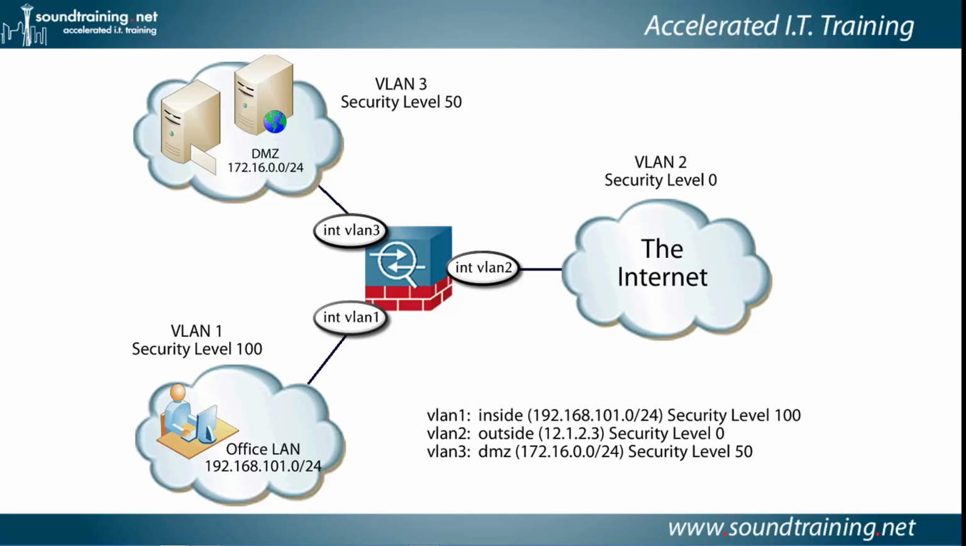So you're thinking, well, okay, so how does an Internet user get to the web server in the DMZ, since the DMZ has a security level of 50 and the Internet has a security level of 0? And the answer is we poke a hole in the firewall using a combination of an access control list and a static NAT statement to allow specific traffic flows to get to either the web server or the mail server. Now, we're not going to go into any more detail on that, but just for right now, just know that that is possible and that's how that works.